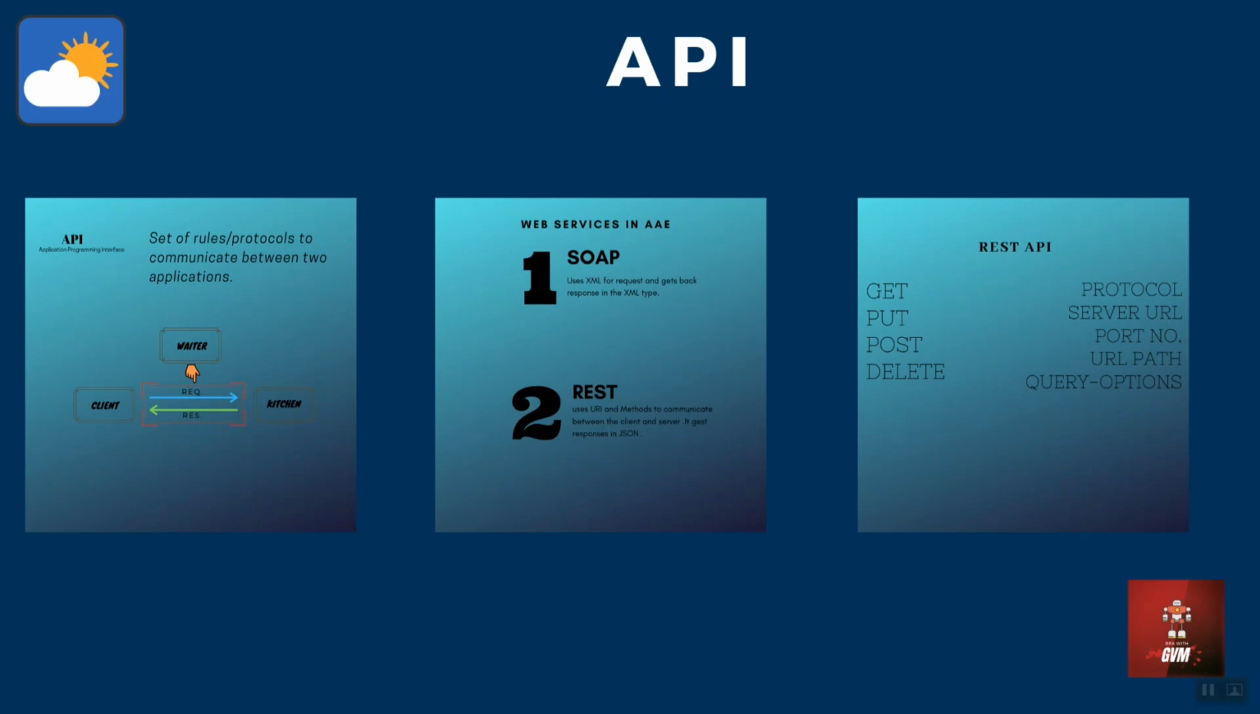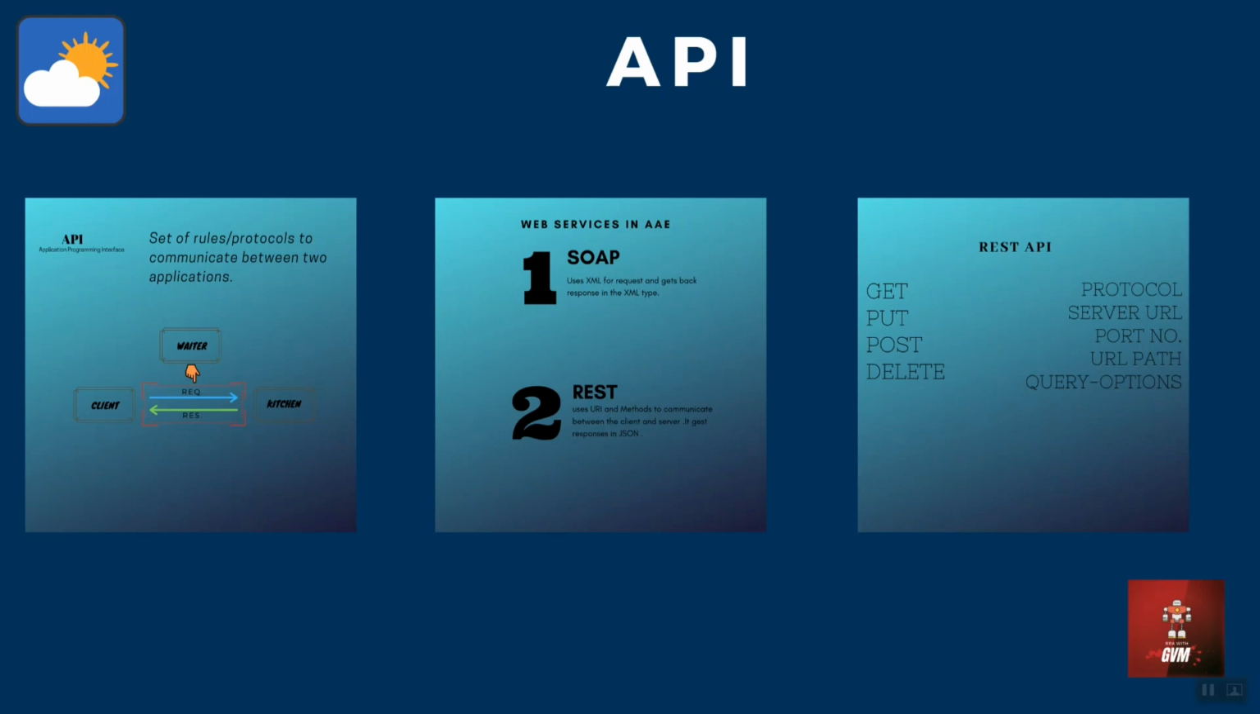Here the client is our application 1, the kitchen is application 2, the server, and the API is our waiter. The client makes an API request to the server, the request is processed, and the response is given back to the client via the API. This is how the API works.